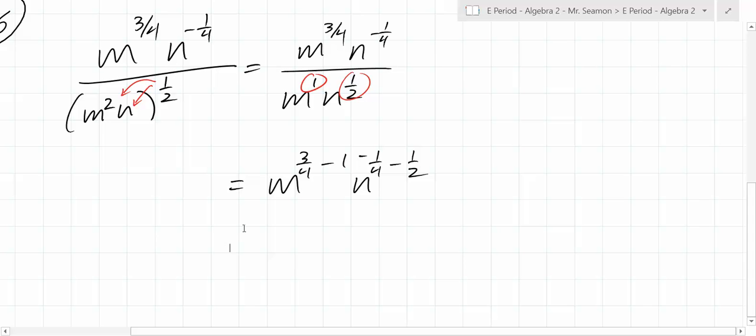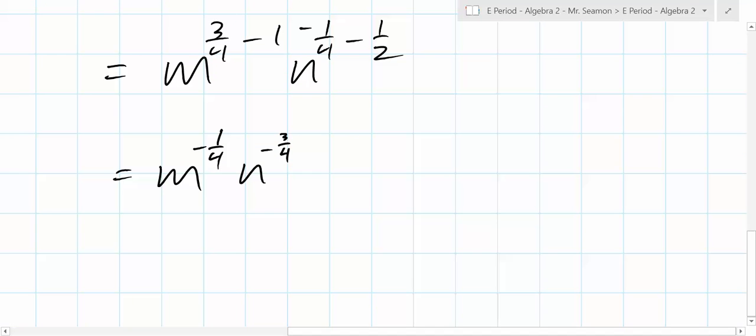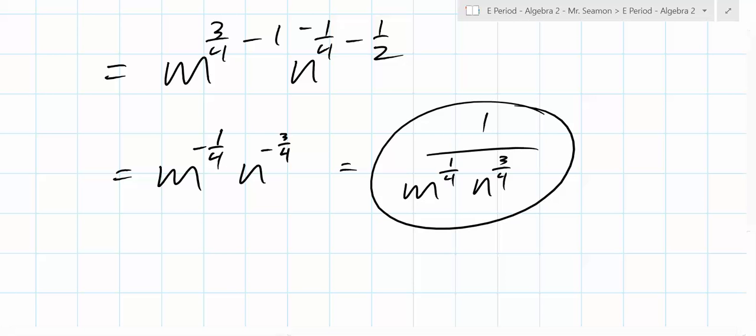So what do you end up with? A power for m? M to the negative 1/4, and n to the negative what? What's negative 1/4 minus 1/2? Negative 3/4. So technically you'd be done, but usually you don't like having negative exponents in your final answer, so you would write 1 over m to the 1/4 times n to the 3/4. That would be a better answer, right?